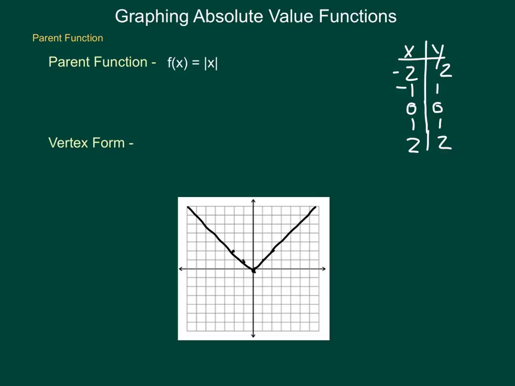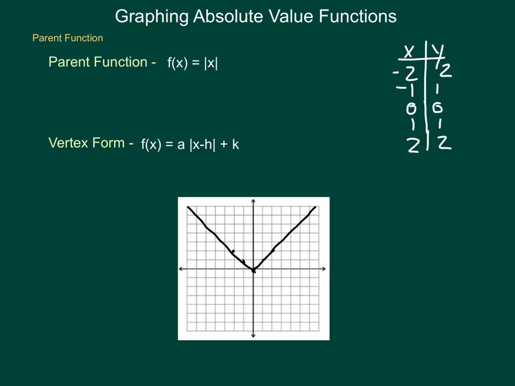Now the vertex form will take on the appearance of f of x equals a times the absolute value of x minus h, plus k, where my vertex is located at the point (h, k). Or more simply put, whatever it takes to make the inside of the absolute value 0, and then whatever is remaining outside is going to be the location of that turning point of my function. As you notice from our parent function, nothing is inside here, so 0, which would move it left and right, and nothing is being added at the end, so 0. (0, 0) becomes the point of that vertex.